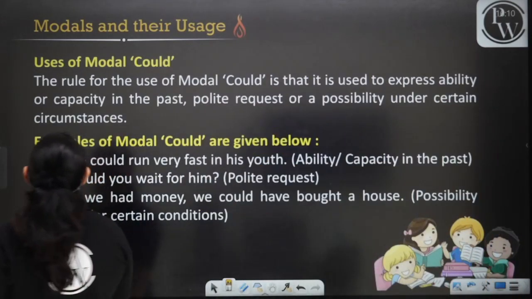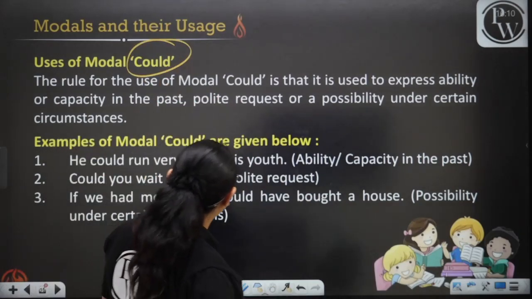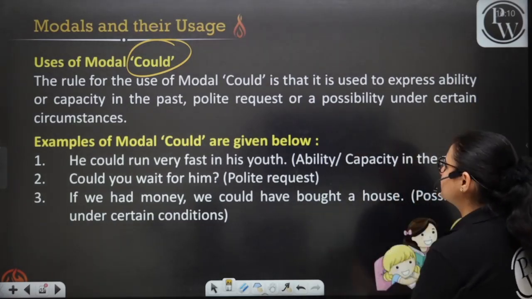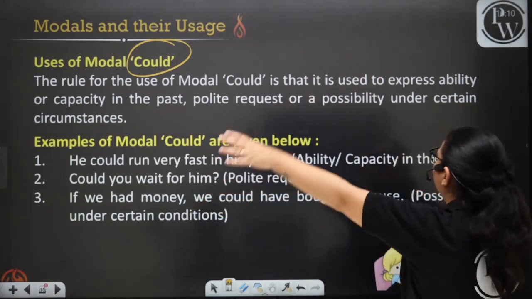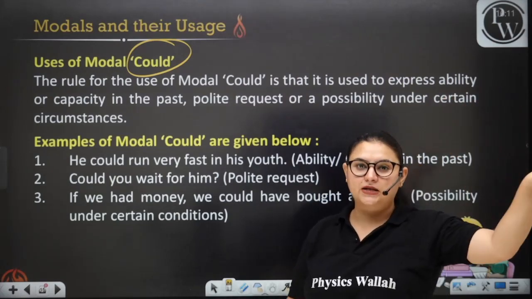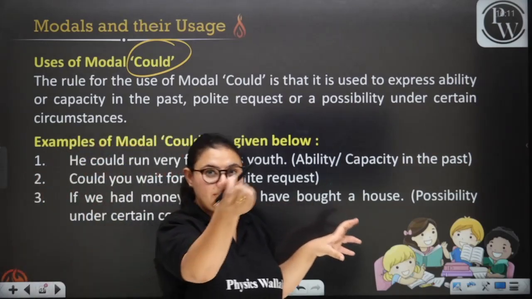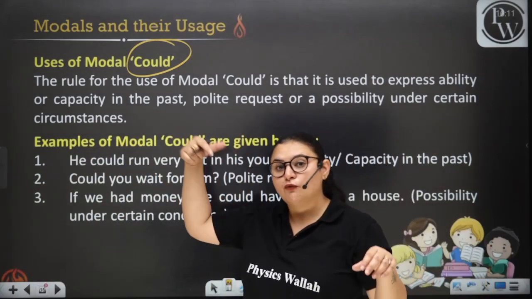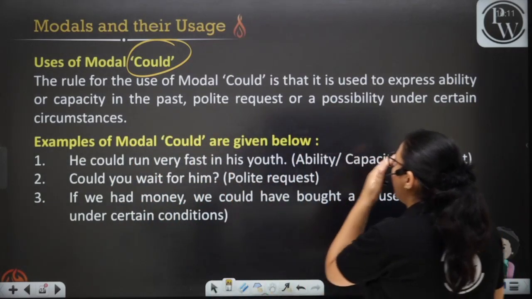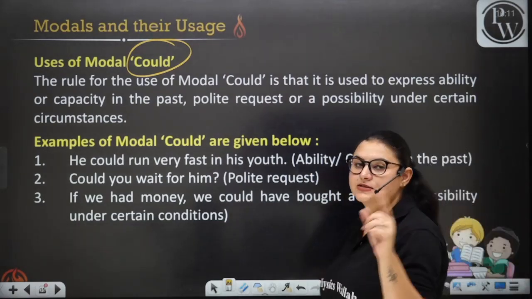Okay. Further, uses of modal could. Where do we use could? The rule for the use of modal could is that it is used to express ability or capacity in the past, polite request, or a possibility under certain circumstances. Okay, capacity or ability which was in the present, we use can with it, and when it was in the past, we use could with it, and for polite request, we use could, and for a possibility under certain circumstances, we use could.